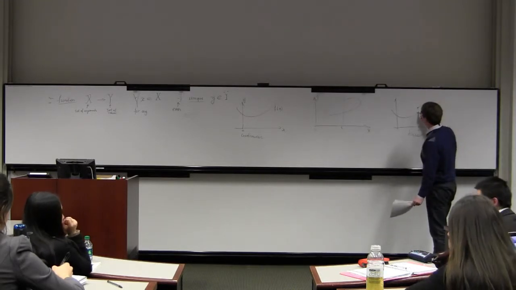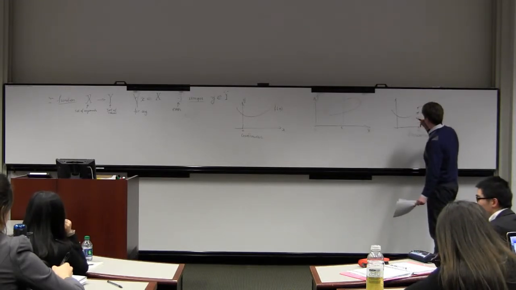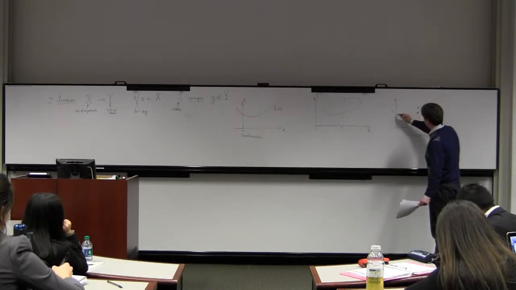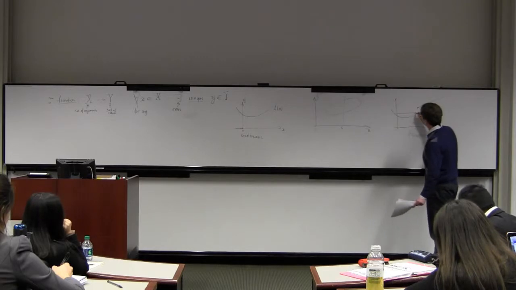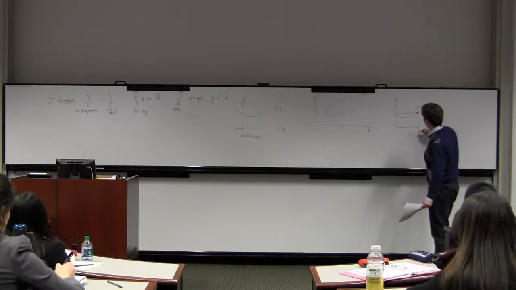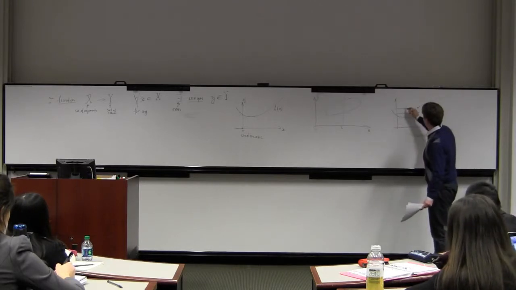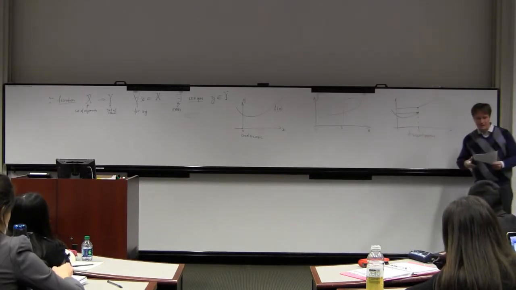So basically, here the limit of this function from the left is this value, right? But actually the value of the function itself is here. So that's just an example of discontinuity.